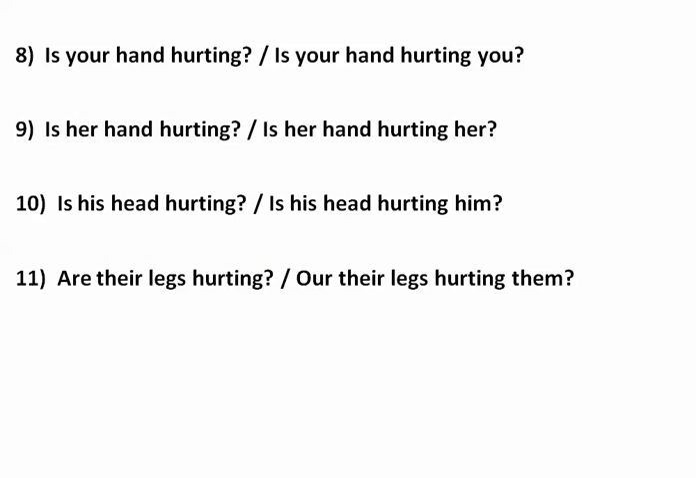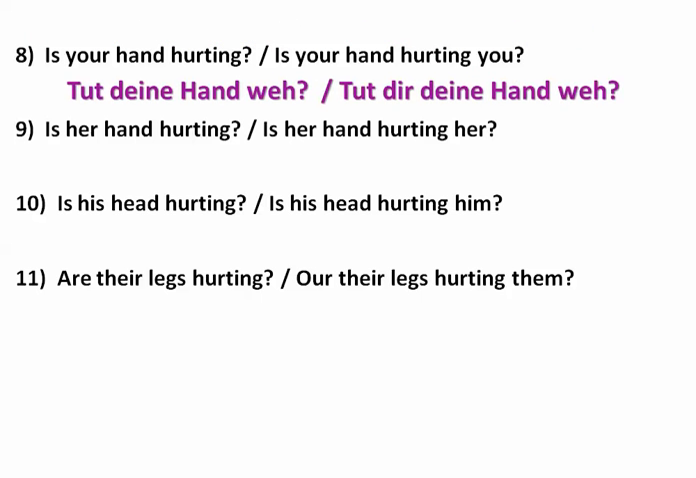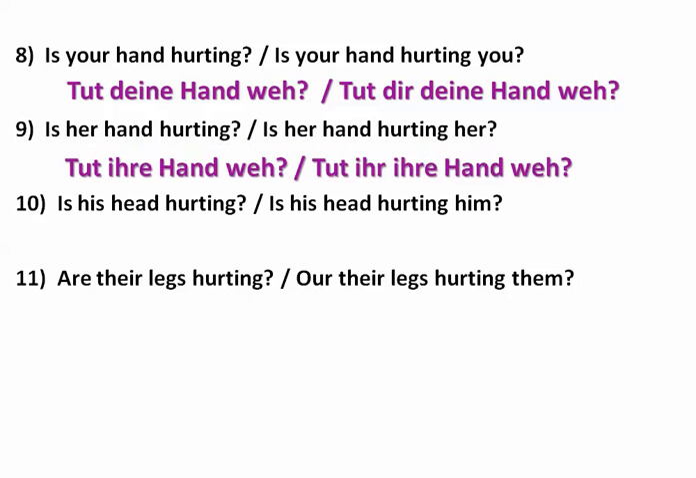Okay. A few more examples. Here we have questions. So in German, when it's a question, we want to start with the verb, even if there is no question word involved. So in this case, is your hand hurting is tut deine Hand weh. And if we want to emphasize that is your hand hurting you, it'd be tut dir deine Hand weh. Is her hand hurting her? Tut ihre Hand weh? Is her hand hurting her? Tut ihr ihre Hand weh?